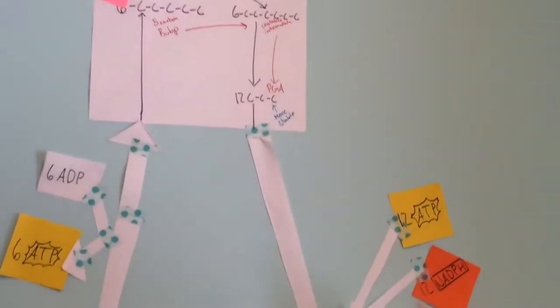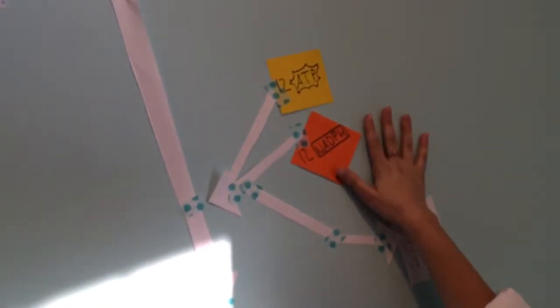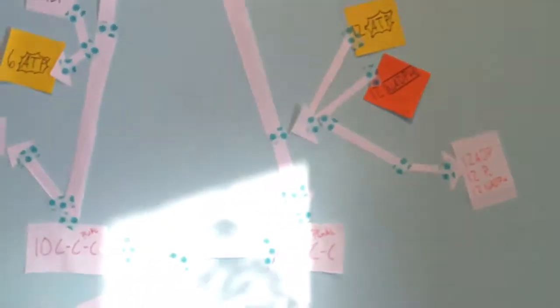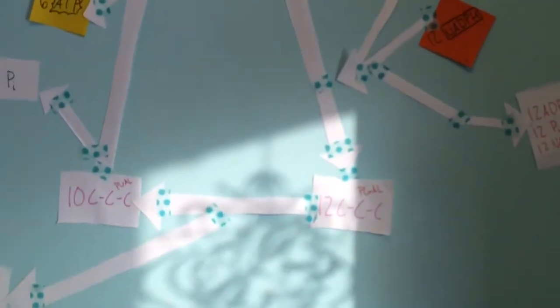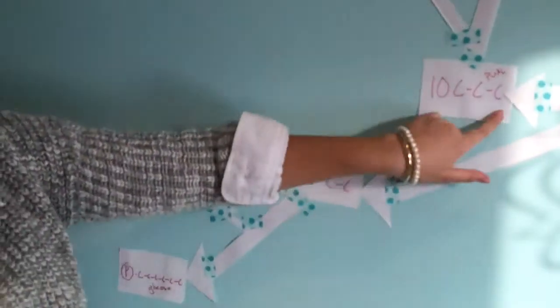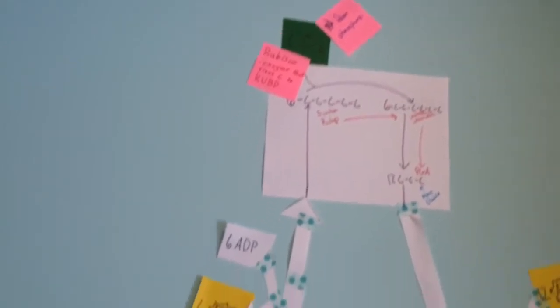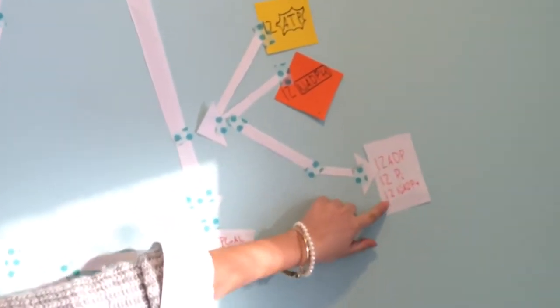From there, PGA is transformed into PGAL by the phosphates from 12 ATP and electrons and hydrogen from 12 NADPH. Once that's gone, 12 ADP are left and 12 NADP plus. Two of the 12 PGAL split off to form glucose, and the other 10 are recycled back into the 5-carbon RuBP. So, in total, 1 molecule of glucose is formed, 12 ADP, 12 free-floating phosphates, and 12 NADP plus.